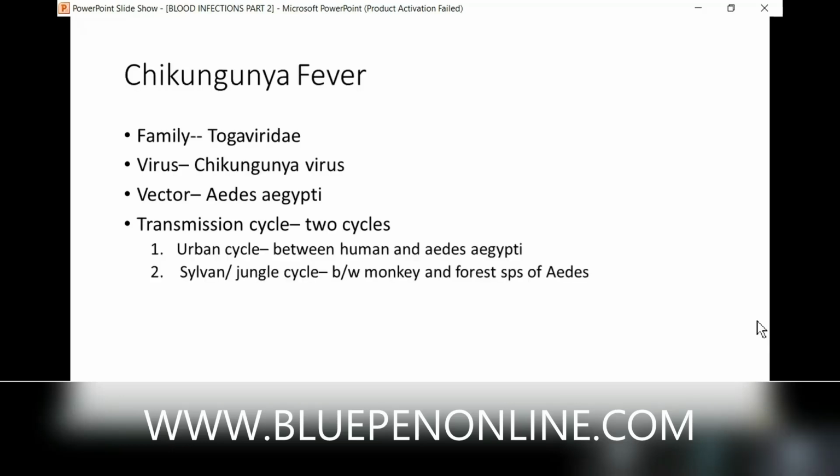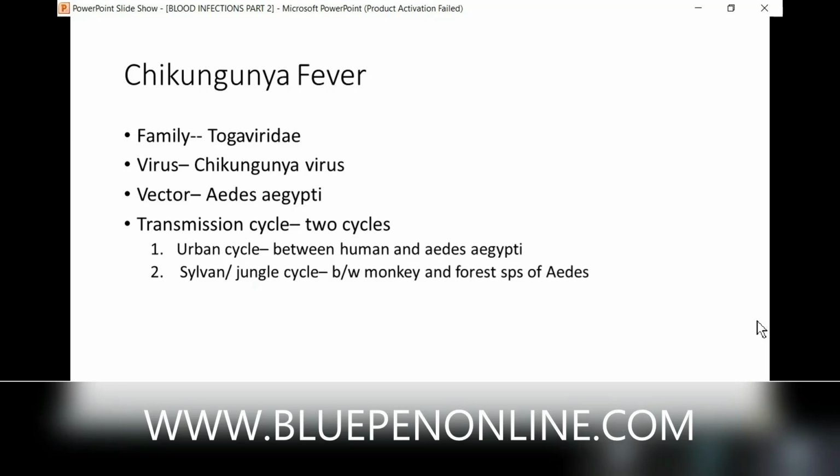The next is chikungunya fever. They can ask you for a 2 marks or 5 marks question. It is a common fever found in Kerala and Karnataka right now. It is from the family Togaviridae. The virus is chikungunya virus. The vector is again the same, Aedes aegypti.